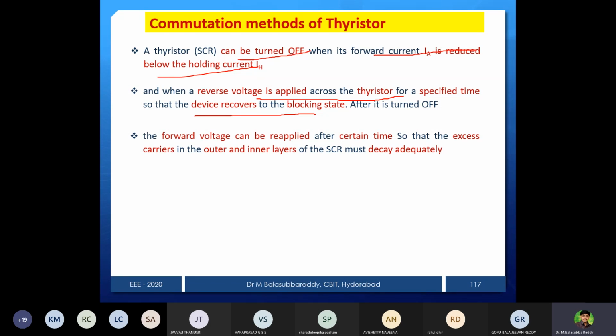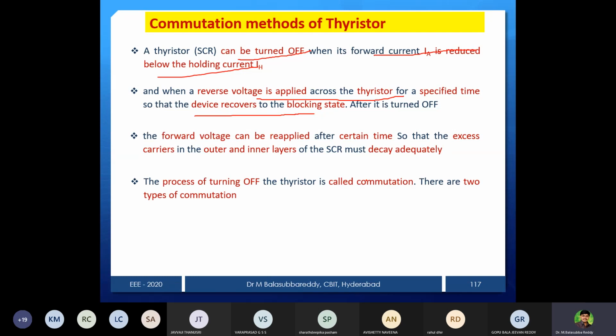Then forward voltage can be reapplied after a certain time. Why that certain time? Because of the stored charge, as I explained in the dynamic characteristics case. The carriers in the outer and inner layers must decay to the zero level. Even with a fan, when I switch it off, it will rotate for some more time. Similarly, charged particles are present, or kinetic energy is stored in the inductor coil. To dissipate that, it will take some time; once completely dissipated, it will be zero speed. Similarly here, before reusing the device, you have to wait some time so that all charge particles are removed.